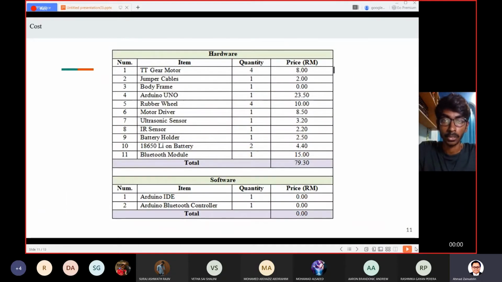Next, I'll go to the cost of the project. As you can see, I've given you all the hardware and software that has to be used, the full hardware and software. For software, we only have Arduino IDE and Arduino Bluetooth controller. Then for hardware, we have the TT gear motor, jumper cables, body frame, all of this. So the total amount will be around 79 ringgit and 30 cents.